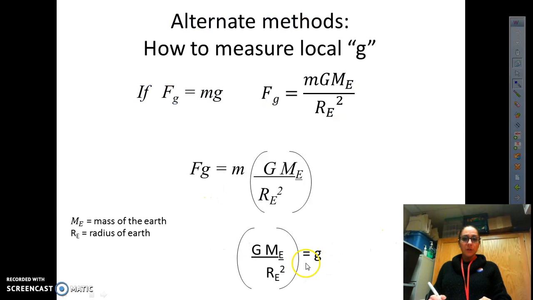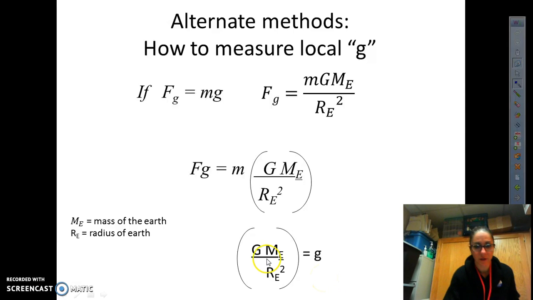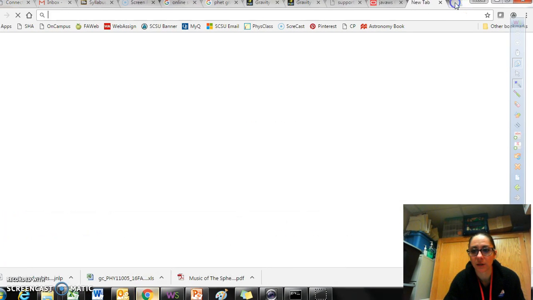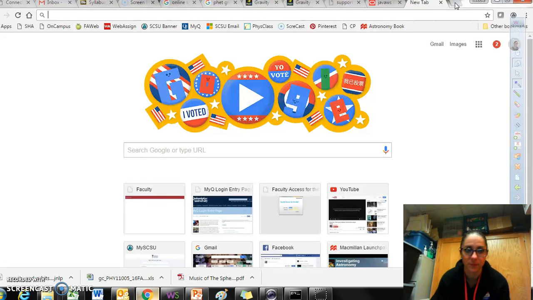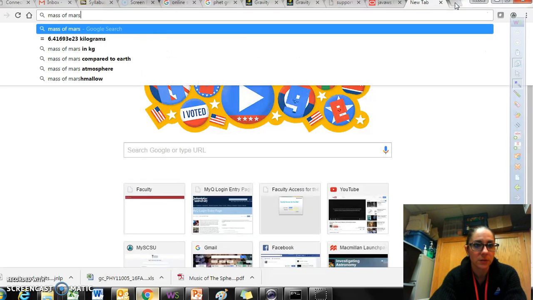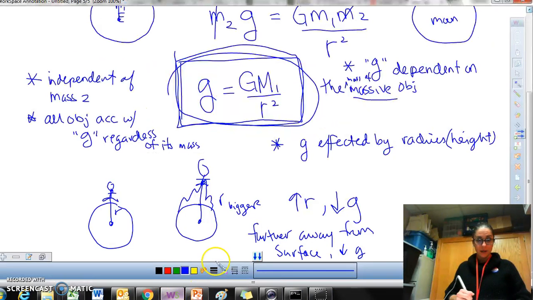So what we could do is calculate anything. Let's just for fun go on the internet and find the mass of Mars. It's 6.41 times 10 to the 23. I'm going to write that down. And then the radius of Mars, so we can find g on Mars. Let's go ahead and do that.